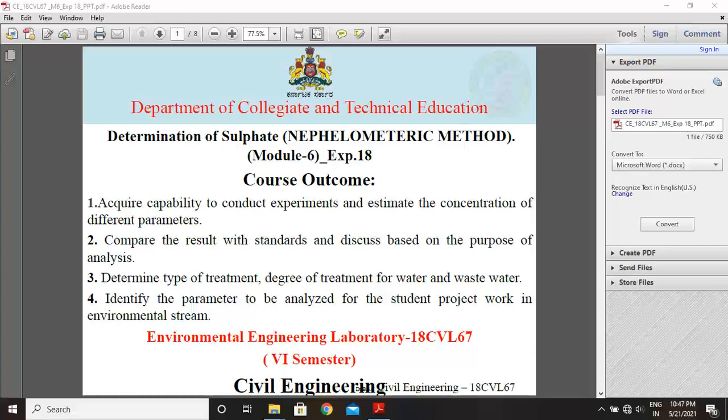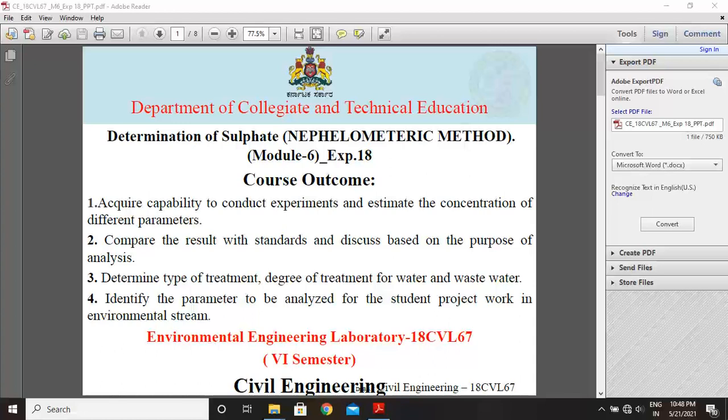The first outcome is to acquire capability to conduct experiments and estimate the concentration of different parameters. The second course outcome is to compare the result with standards and discuss based on the purpose of analysis. The third course outcome is to determine the type of treatment and degree of treatment for water and wastewater. The next course outcome is to identify the parameters to be analyzed for the student project work in the environmental stream.